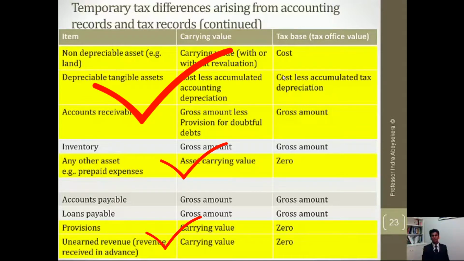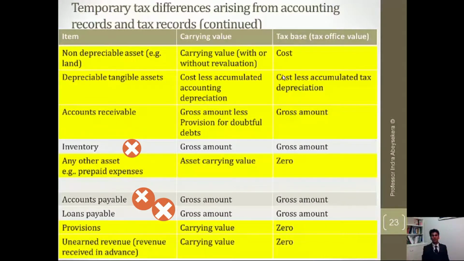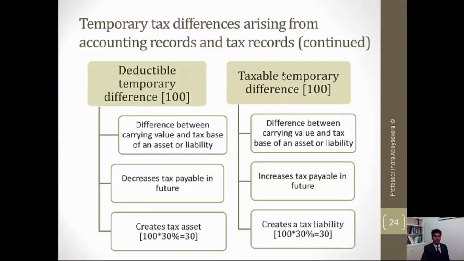So there's depreciable asset, non-depreciable assets, accounts receivable, then any other asset, and provisions and unearned revenue. The only items where the tax base and the carrying value are the same are inventory, accounts payable and loans payable. Everything else, they can be different. That means from year to year, when those values change, they can give rise to temporary difference.